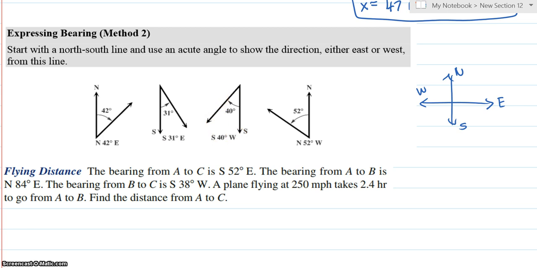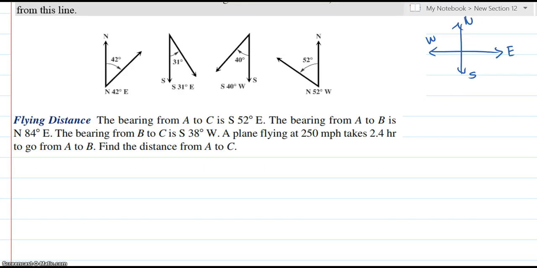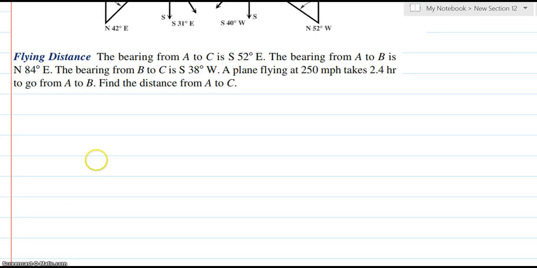So let's look at an example about flying distances. On this example, it says the bearing from A to C, okay, now they're going to label, so that's good, is south 52 degrees east. So let me do that first before I do anything else. Again, it's really important to sketch the graph here, so I'm just going to label A there. And it says the bearing is south, so now I'm going to go south instead of north. I'm going to go 52 degrees in the east direction, which is this direction. I know that that's 52 degrees.